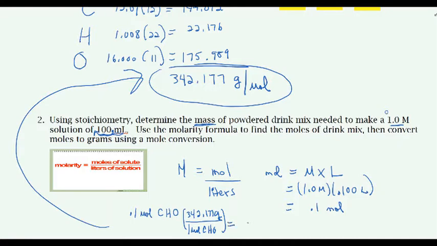And then when we complete this, we're going to get approximately 34.218. Now this is just grams because our moles are going to cancel out. So this number here, 34.218 grams, is not the molar mass. It is the mass of the powder drink mix that we need to add to a certain amount of water in order to get the 1.0 molar concentration that we need. All right, so we are going to need that for when we actually do the lab. So we'll come back to this.